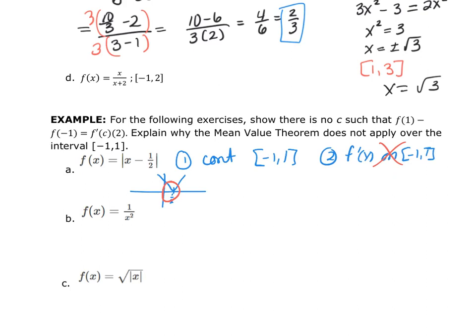My next function is f of x equal to 1 over x squared, so I have to check for continuity. The first thing I always do is check for continuity. Continuity from -1 to 1 doesn't hold because x cannot equal 0. So we're not continuous on the interval, so I stop.